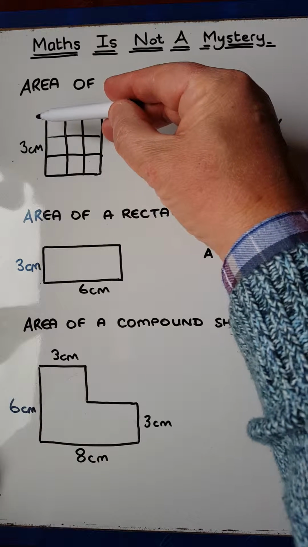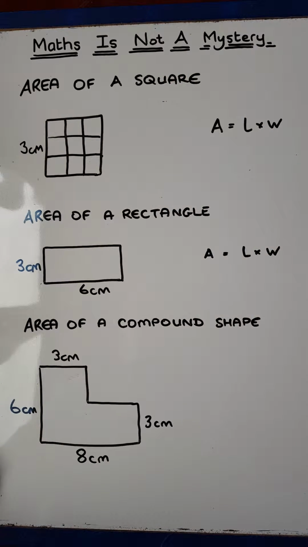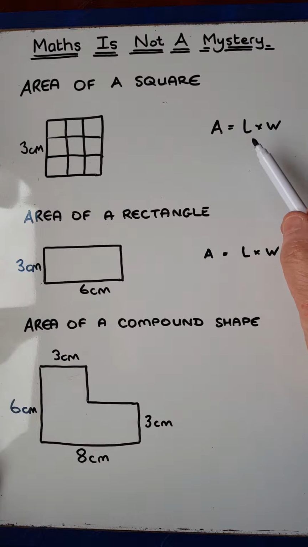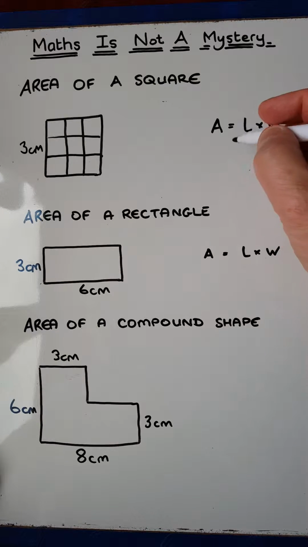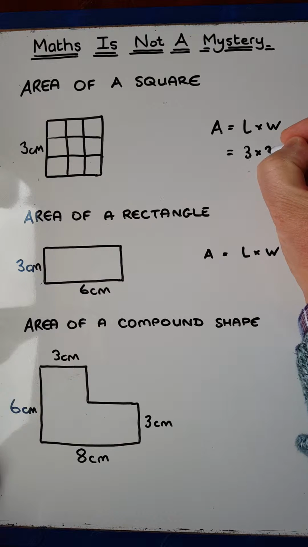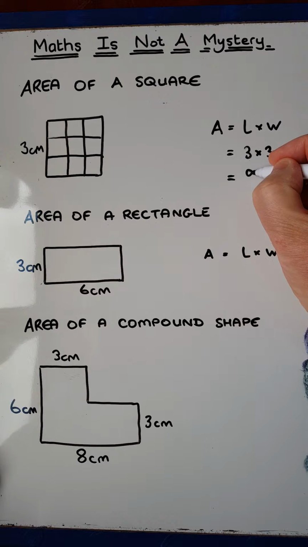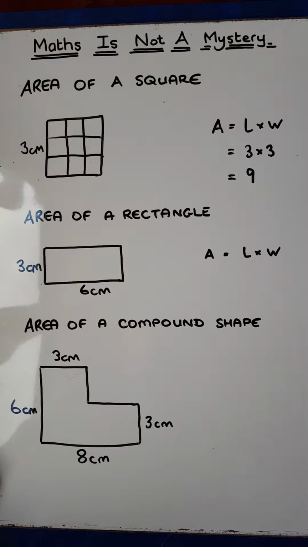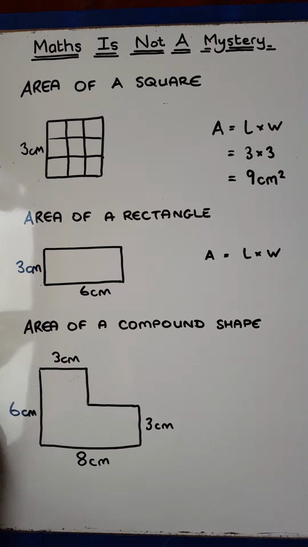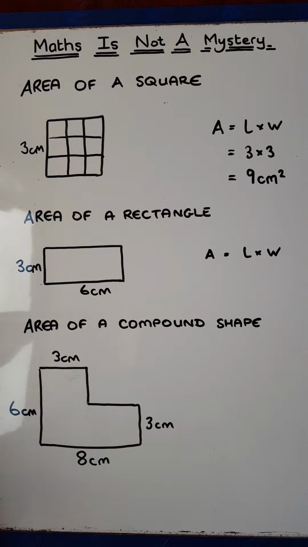That's going to be 3 times 3, and that's the way that we work out the area. We multiply the length by the width. There's the formula. Area equals length times width. So that means in this case it's 3 times 3, and the answer to that is 9. We need to write units next to that. This time it was in centimetres, and these are centimetre squares. So the area of that square is 9 centimetres squared.